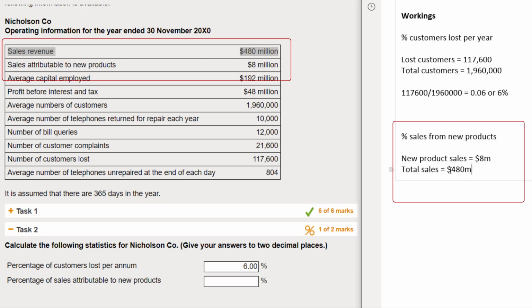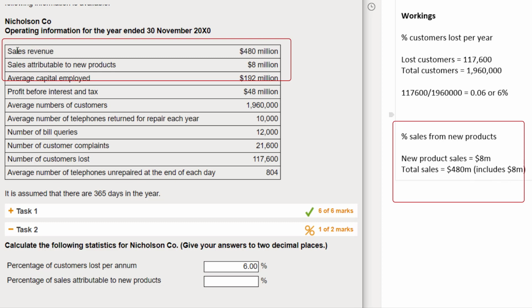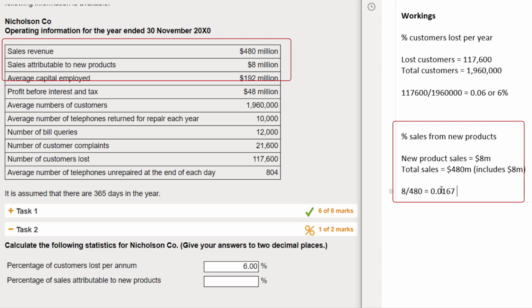So out of that 480 million, which includes the 8 million, I'm assuming it includes that 8 million because there's nothing to tell me that this is sales revenue from existing products only. That's my total sales, I think. And so I've got to work out what percentage the 8 million makes up of the 480. That comes out when I put it into my calculator as 0.0167. And remember, to turn it into a percentage, I need to times by 100. So that is 1.67%.